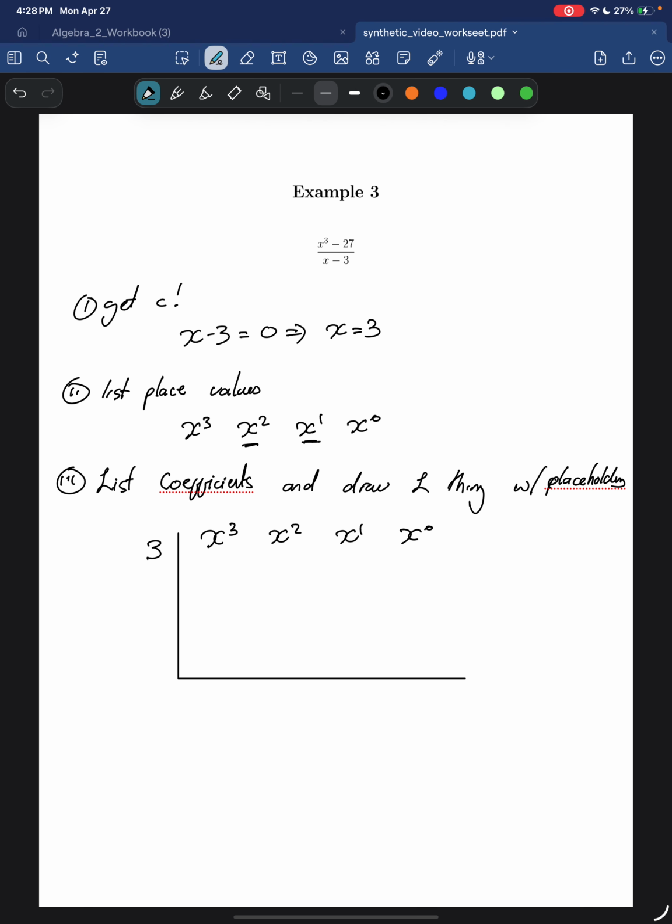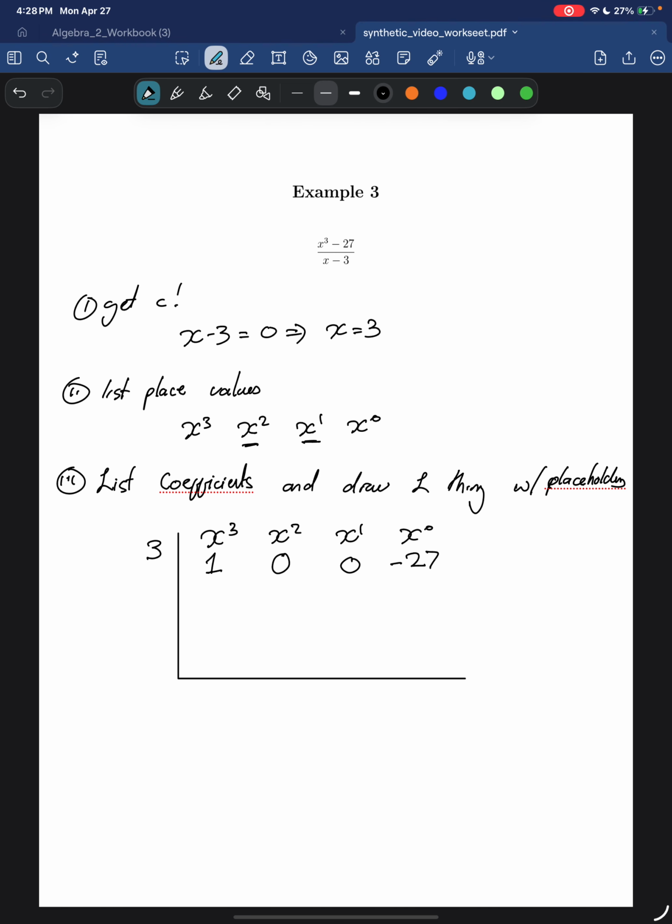So the coefficient there is 1. Do I have an x squared term? No. So the coefficient there is 0. Do I have anything with the letter x in my numerator? No, the coefficient is 0. Do I have anything next to the x to the power of 0? I do. So that's going to be minus 27, right?